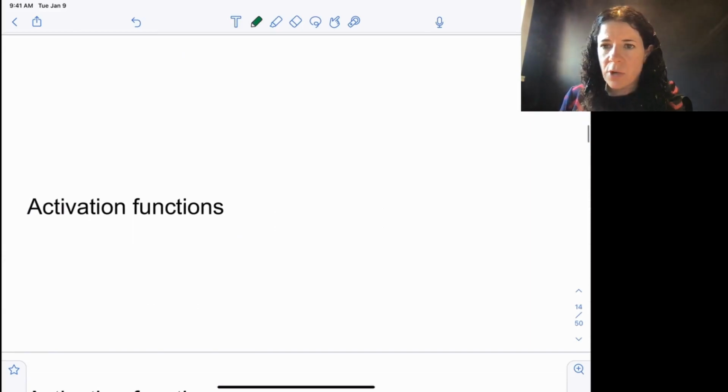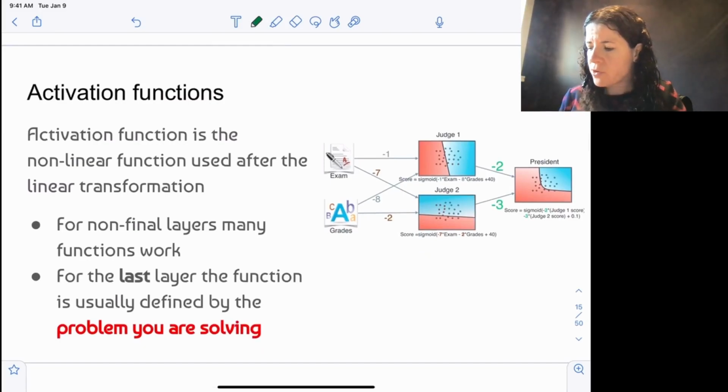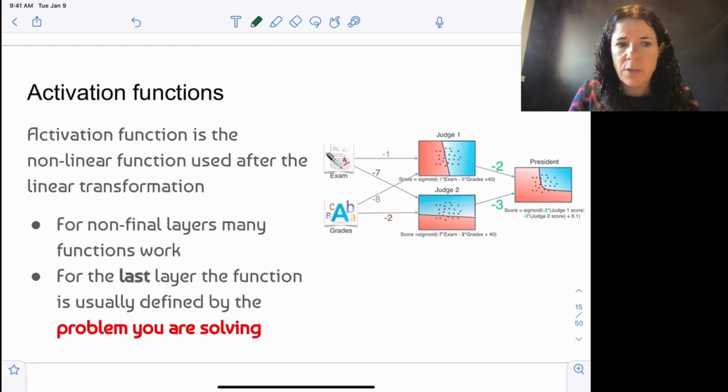For a second, let's talk about activation functions. The activation functions are the non-linear functions that are used after the linear transformations. And there are 2 types of activation functions. One are the ones we use in non-final layers, and in that case, many different functions will work. And the others are the ones that we use in the last layer, and this is usually defined by the problem we are trying to solve. So let's see how we do that.